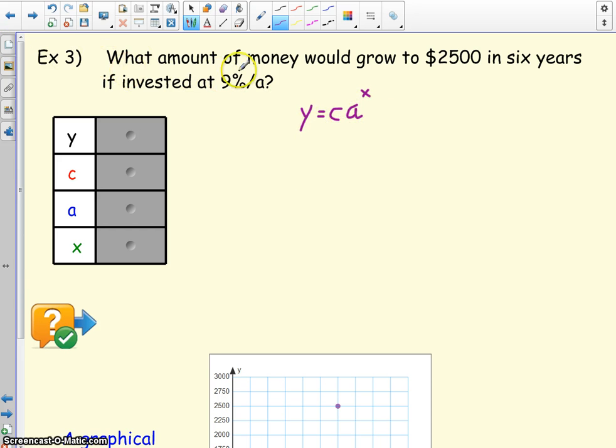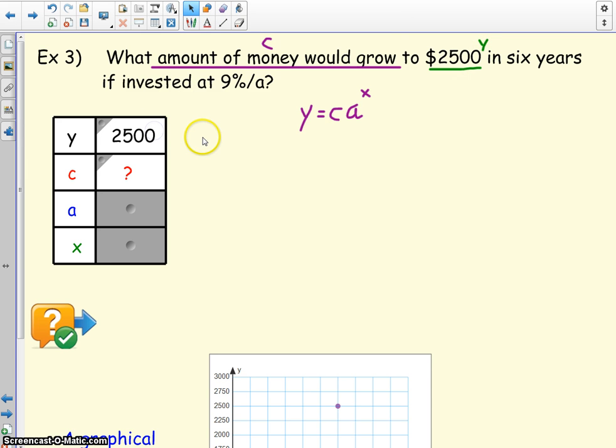So we want to know what amount of money would grow to $2,500 in 6 years and invest at 9% a year. So the amount of money that we're looking to grow, that's what we don't know. That's our initial value. So that's actually going to be our c. So our c here is completely unknown. That's going to be our missing variable. Okay. Now we want it to grow to $2,500. So our final amount, which is our y, is going to be $2,500.